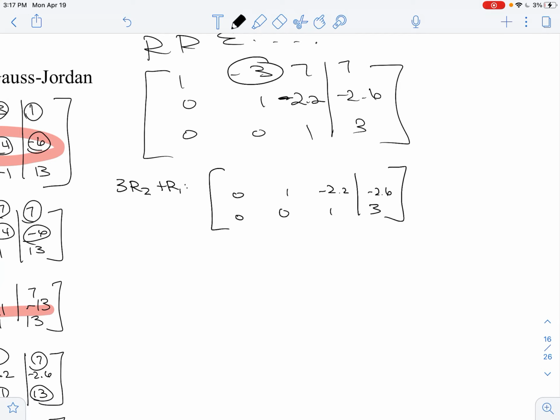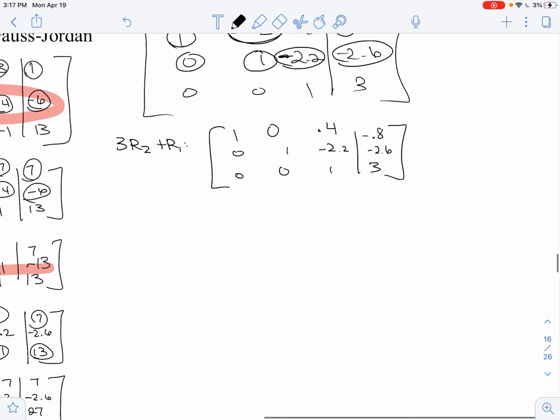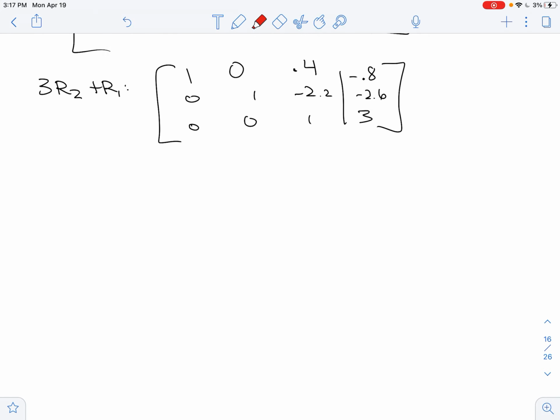Now we're going to change row 1 by taking 3 times row 2, so 0 times 3 is 0, plus 1 is 1. 3 times 1 is 3, minus 3 is 0. 3 times negative 2.2 is negative 6.6, plus 7, and we get a 0.4. And then 3 times negative 2.6 plus 7, and we get negative 0.8. Okay, so that's a 0, that's great. Now we want this 0.4 to be a 0.